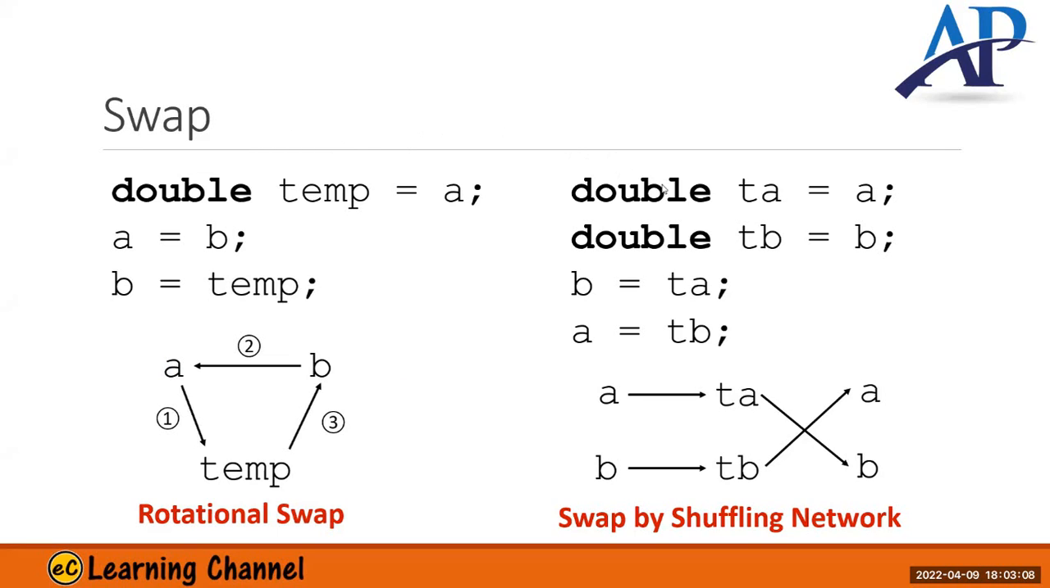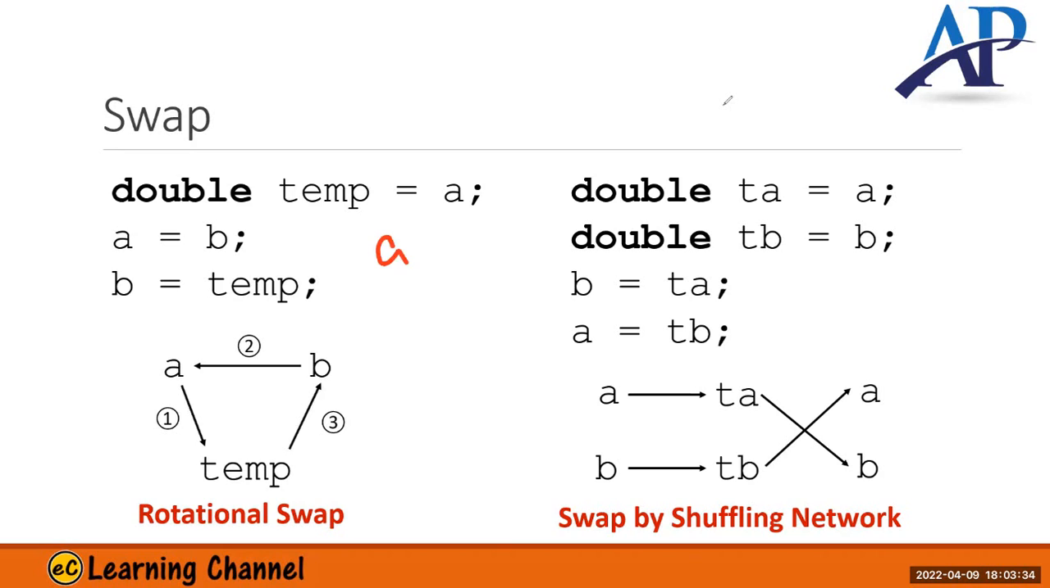Second way you can do swapping is you can copy A to temporary buffer A. Okay, copy B to buffer B, and then you copy buffer A to B. Okay, and then you copy buffer B to A, and this uses the swapping network. Okay, either way will work. Okay, but it doesn't work this way.